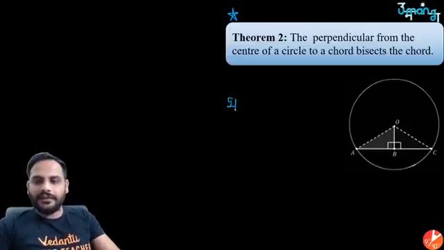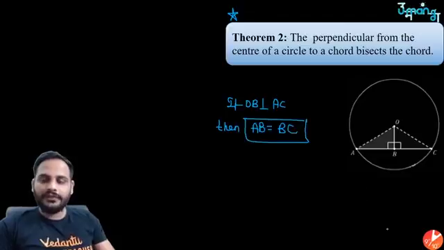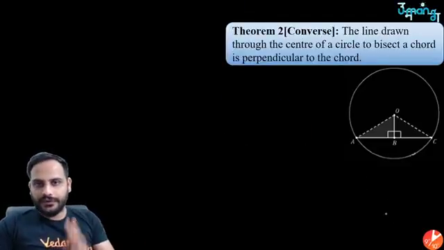So I will say, sir, if OB is perpendicular to AC, then I can say AB is equal to BC. Then AB is equal to BC. The converse of it is also true.